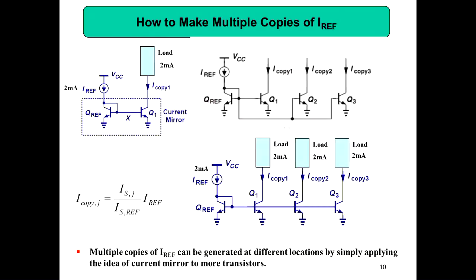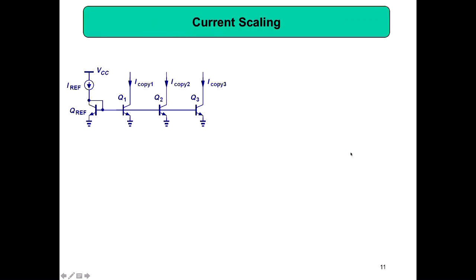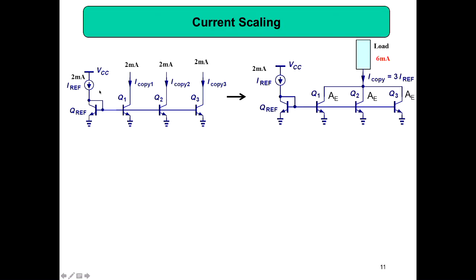Now scaling. Scaling is very important, because the golden current is 2 milliamps, but we may need a different current here, not always 2 milliamps. Then what will we do? If this is 2 milliamps, you will get 2 milliamps here. So how can I get 6 milliamps? What will you do? Yeah, you can connect these in parallel. You got 2 milliamps, 2 milliamps, 2 milliamps. If you connect them together, you get 6 milliamps. So that's how we generate it.